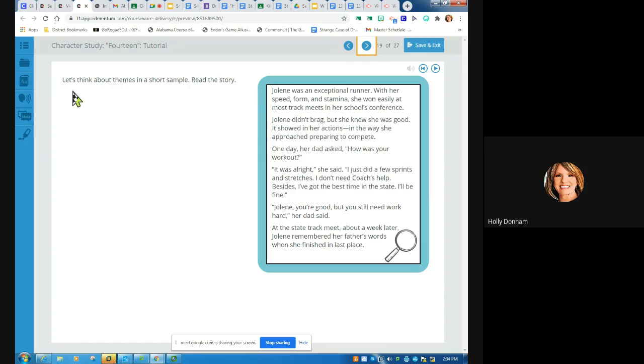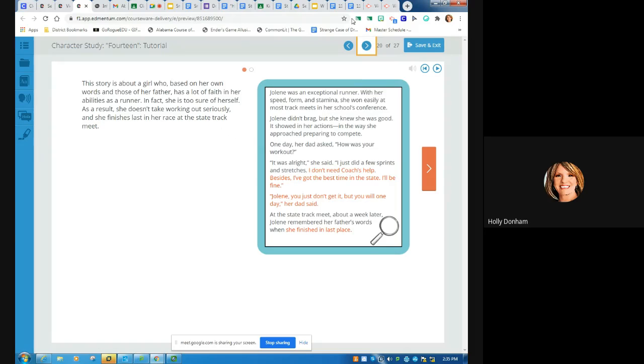So, thinking about themes in a short sample, you need to read this story to yourself, okay? You can pause the audio and read it, and then we'll go on to the next slide after you have read this excerpt from your own Edmentum slide.